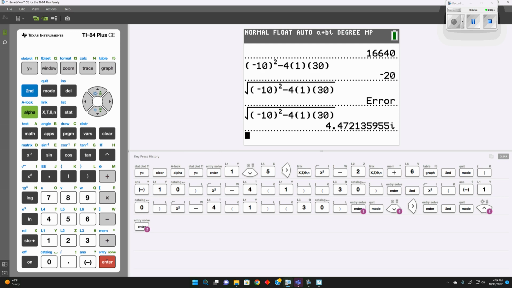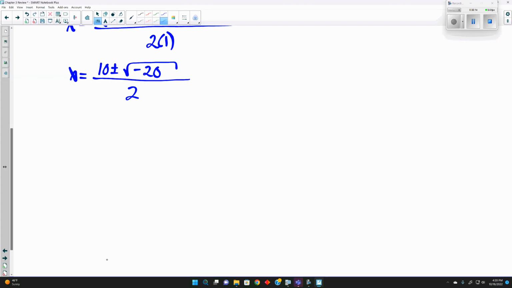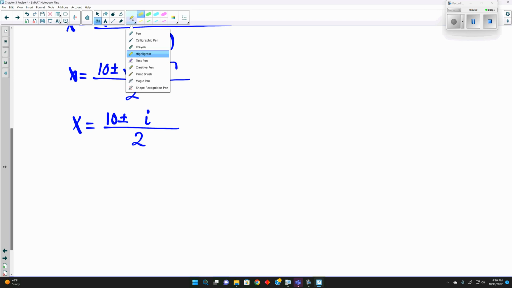Well, we do have i. It does tell us that it is an imaginary number, but it doesn't give it to us as a rational expression. It gives it to us as this irrational number. So, plus or minus. We do need to simplify it. Now we know that the negative here is going to come out as i. So we can bring it out as i.